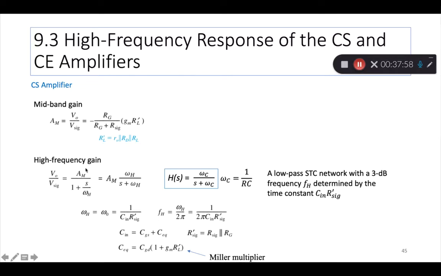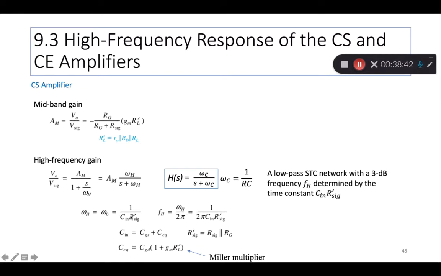The high frequency gain, on the other hand, is a complex value. You can take this AM, this value, divided by this 1 plus S by omega h, or rewrite it as this constant times omega h by S plus omega h. And in this form, as I show here, the transfer function is like a low pass STC. STC just means single time constant. So this is a low pass STC network with a 3 dB frequency FH determined by the time constant, whatever is in the R and C here, denominator.